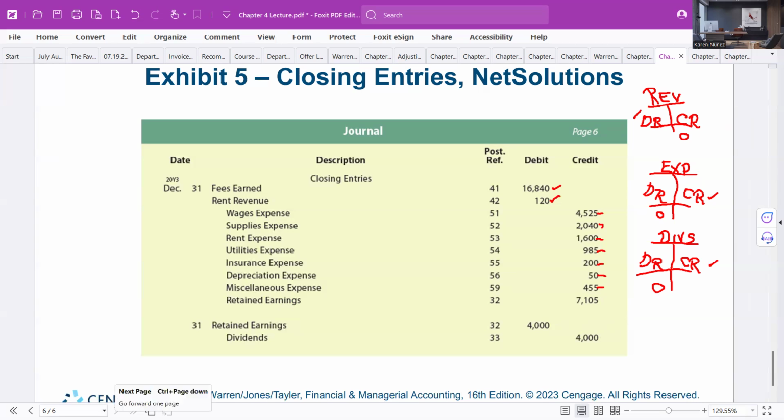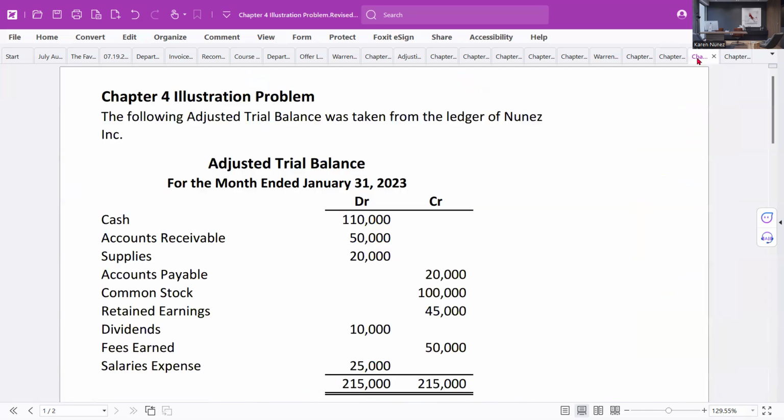But that's our process. So we've talked about basically two things in this chapter. One, preparing financial statements. At the end of the period, the close to the accounting cycle consists of one, preparing those financial statements, and two, preparing the closing entries to close those temporary accounts. Let's move now to the illustration problem that I have for you.